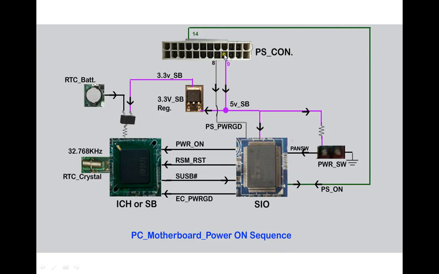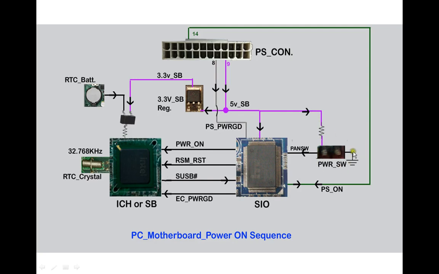Now from the 9th pin of the power supply connector, which is the violet wire, 5 volts standby voltage goes into the motherboard. We call this the standby voltage because it is always present, before or after pressing the power button. This standby voltage goes to the SIO chip. This 5 volts SB also goes to the power switch.